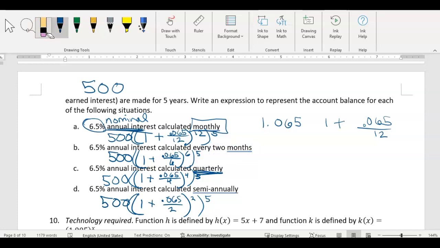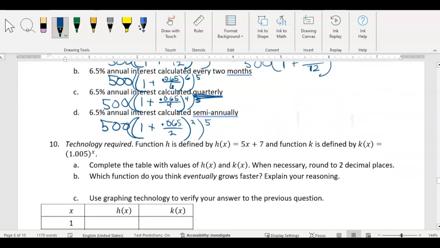Now remember that when we raise a power to a power, we can also write this as 500 times 1 plus 0.065 divided by 12 to the power of 60. Right, so you can rewrite that exponent should you choose.